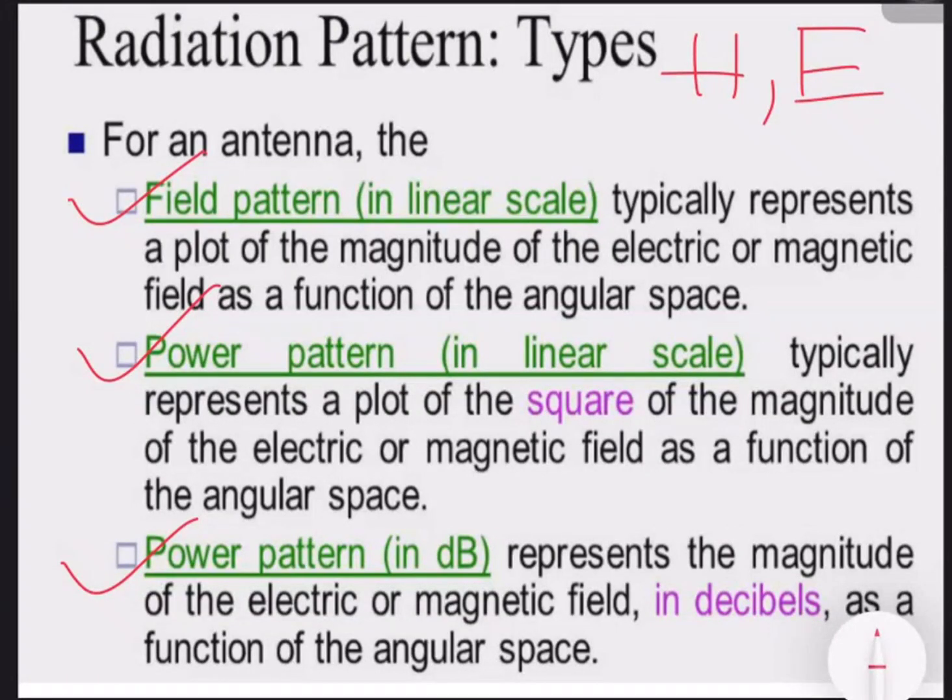That is, a field pattern of an antenna is a plot of the magnitude of the electric or the magnetic field as a function of angular space. So when it is a field pattern, we can obtain the radiation pattern either in the H field or in the E field. Coming to that, let me take an example of a type of antenna, or else I can take the example of a short dipole antenna.